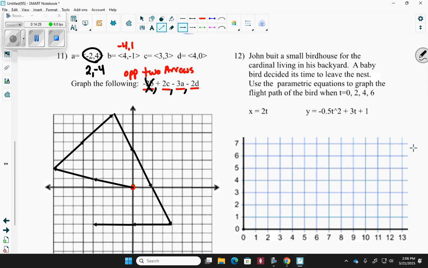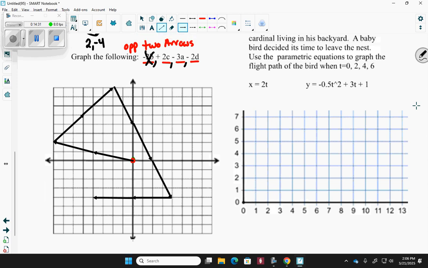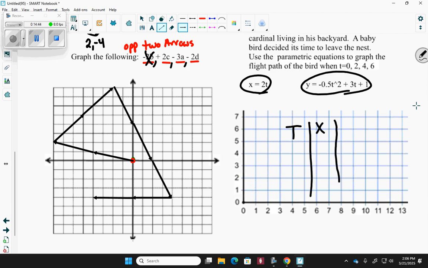That's it. Our last one here, and that is we are creating a chart. We're creating a chart based off of this information. We did this on Wednesday. So it's going to be t, your x, and your y. And I'm drawing all over this because I don't have room to write at the moment. So hopefully it's not going to screw anybody up. So what you're going to do is take 0, plug it in for t to get your x coordinate, and then plug it into y to get your next coordinate.